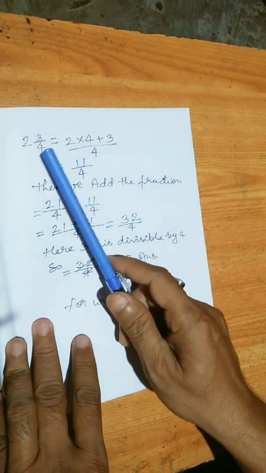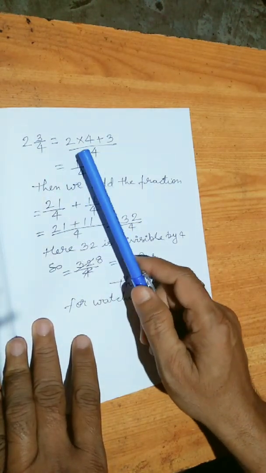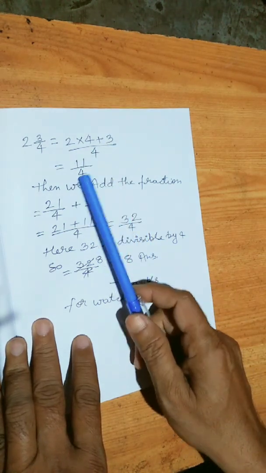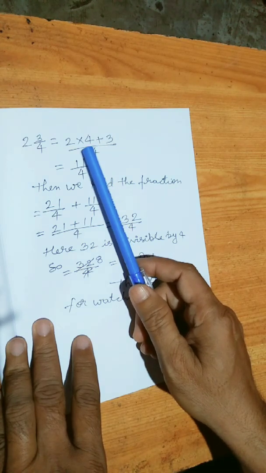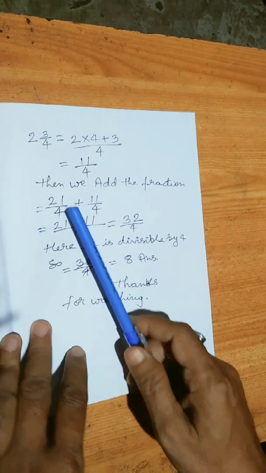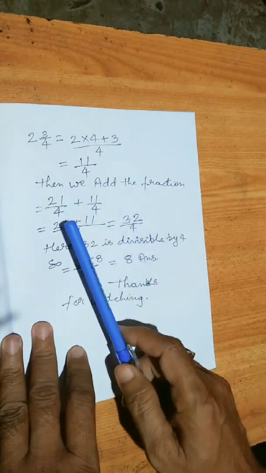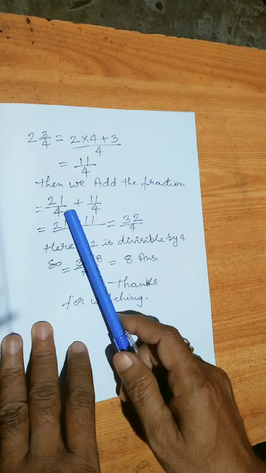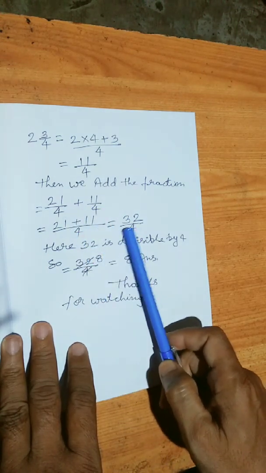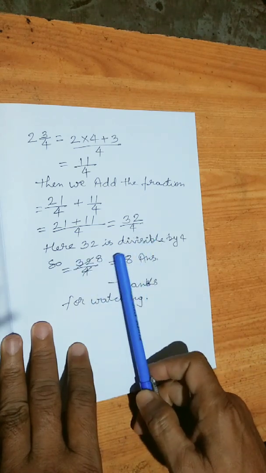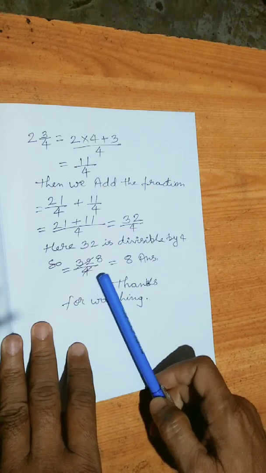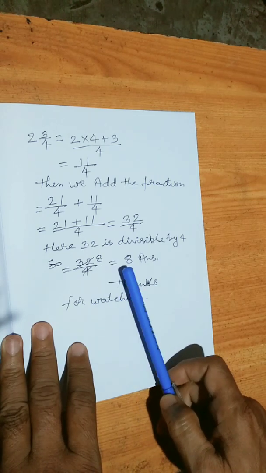2 integral part 3 by 4 is equal to 2 multiplied by 4 plus 3 by 4, which is 8 plus 3 is equal to 11 by 4. Then we add the fractions 21 by 4 plus 11 by 4. 21 plus 11 by 4 is equal to 32 by 4. Here 32 is divisible by 4, so we divide. 32 by 4 is equal to 8, the answer.